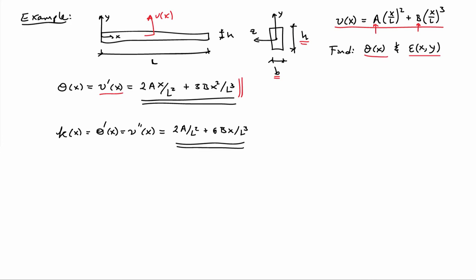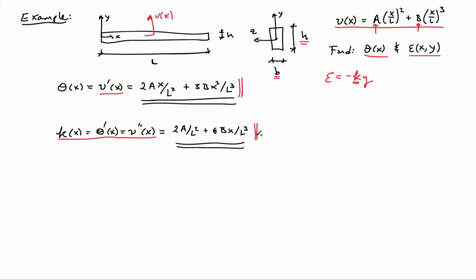If I want to get the bending strains, I'm going to use the relationship that epsilon is equal to minus kappa y, so I need to find the curvature first. The curvature, from our assumptions, is the rate of change of the rotation field, which is the same thing as the second derivative of the deflection field. So I just need to take two derivatives of v. I take one more derivative of the expression I've already determined for the rotation, and that gives me the expression for the curvature field.